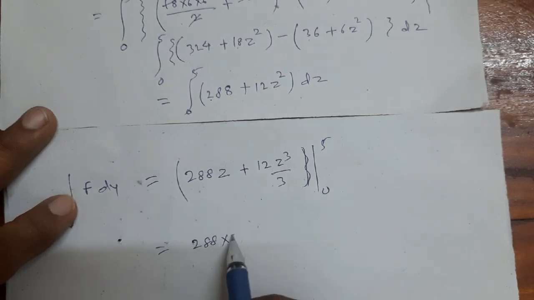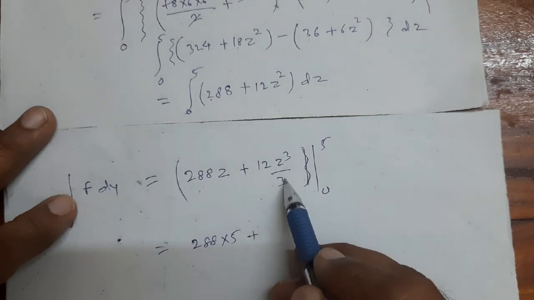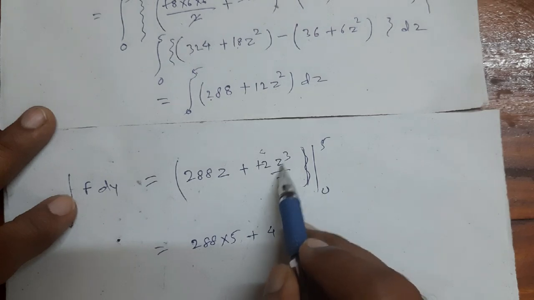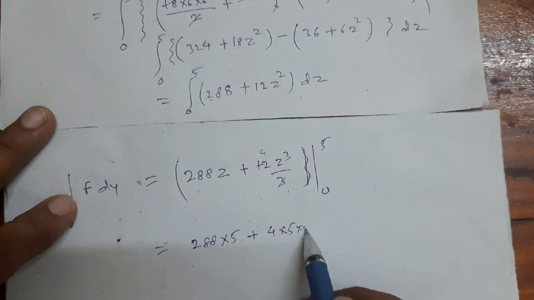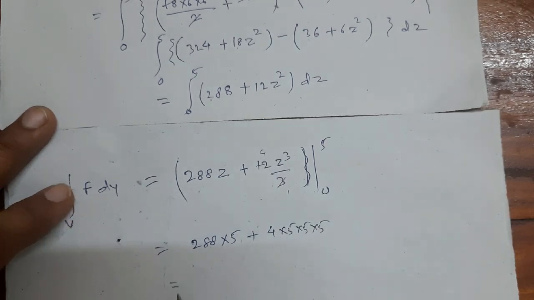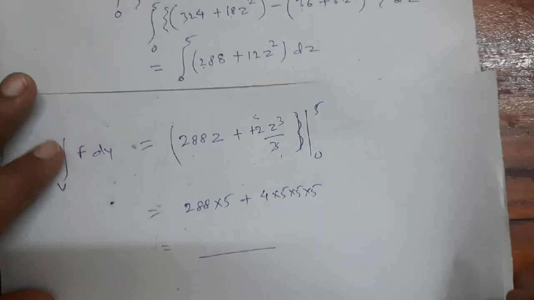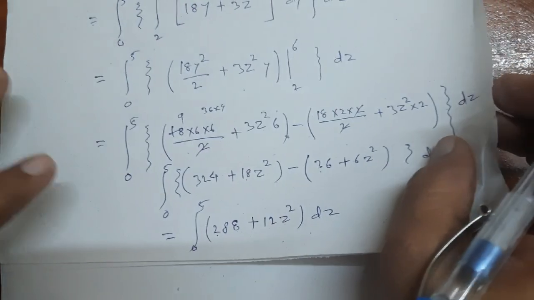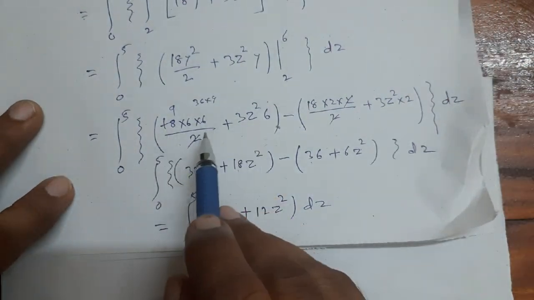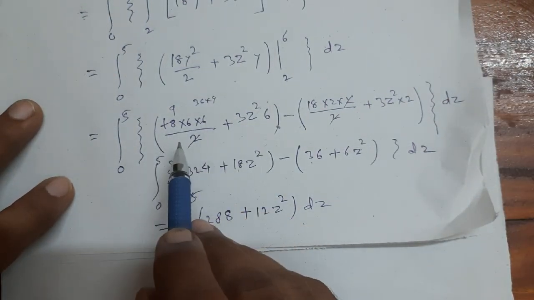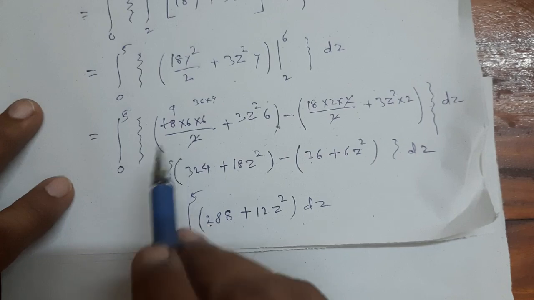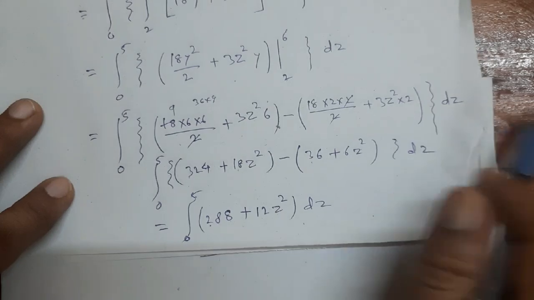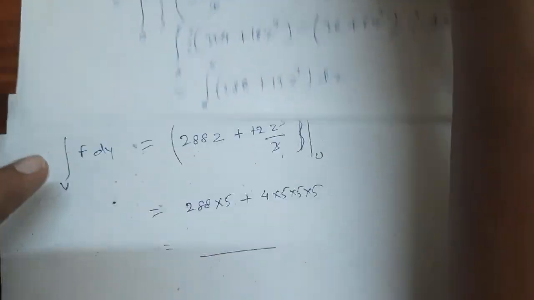Therefore, it is 288 into 5 plus, here 3 4s are 12. Therefore, it is 4 into z cube, that is into 5 into 5 into 5. Correct? And you will have to solve this. Now, you may solve this. Obviously, better to check this once. Now, the way with which we have solved this is correct. Just you will have to confirm the calculation. That means just you will have to confirm the product whether it is correct.